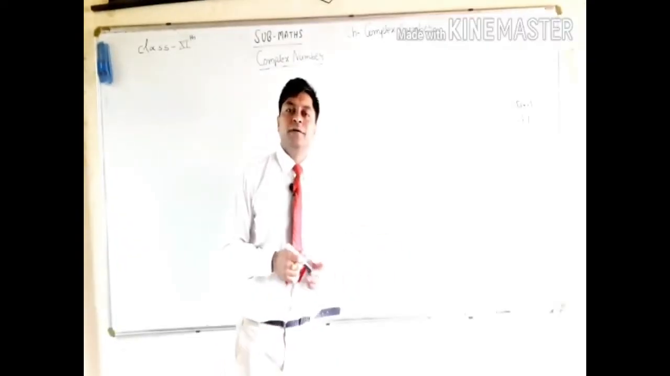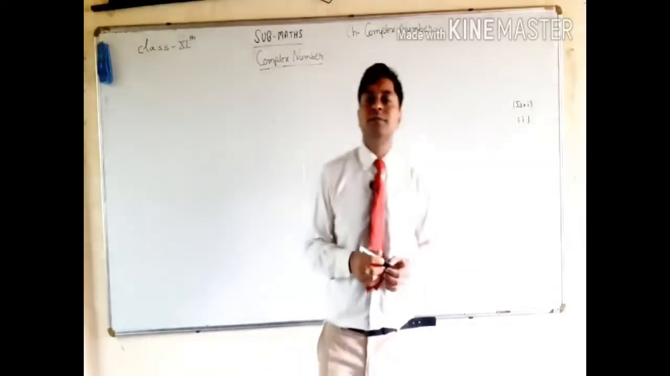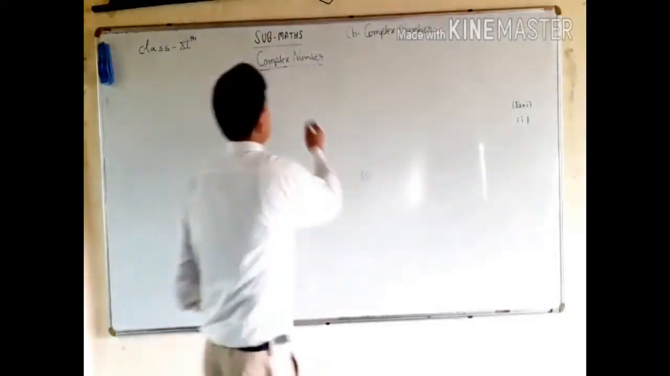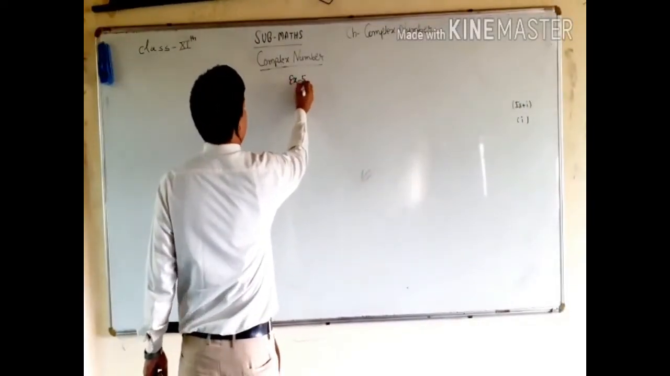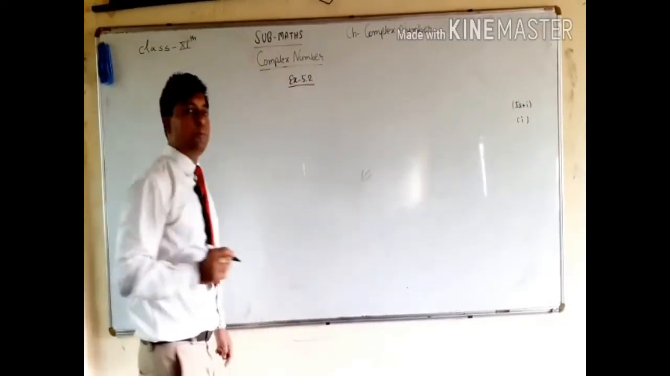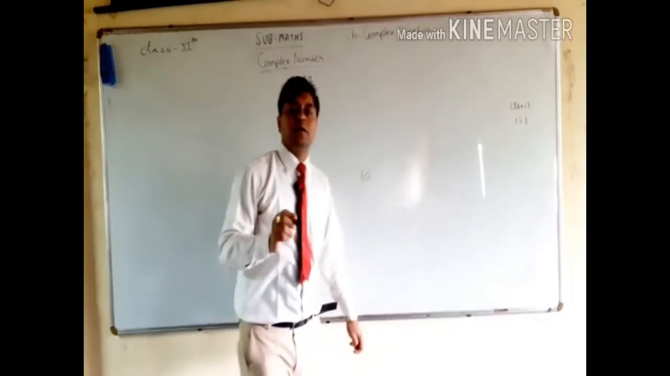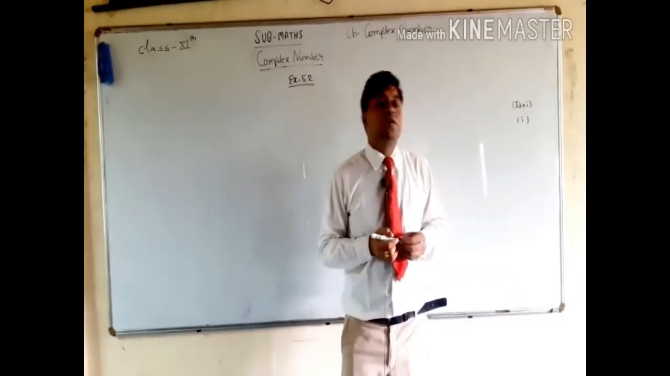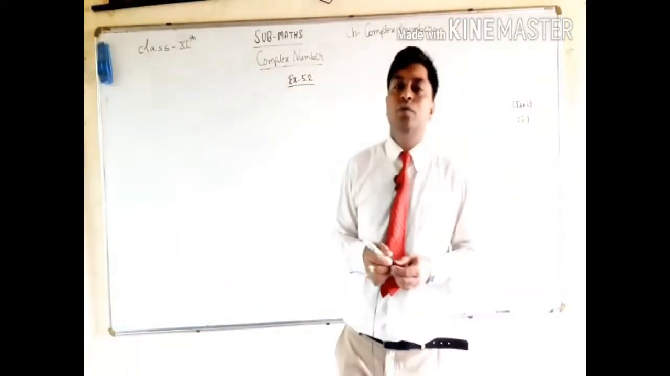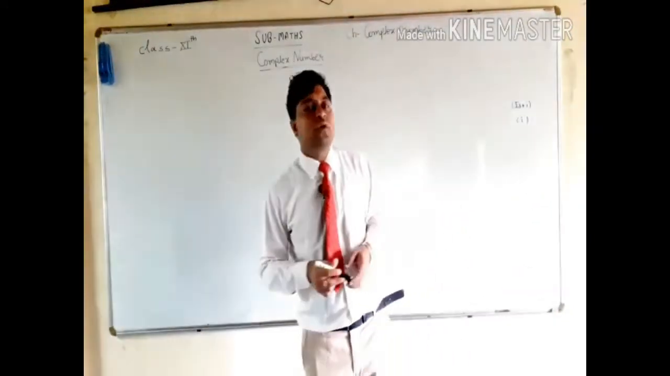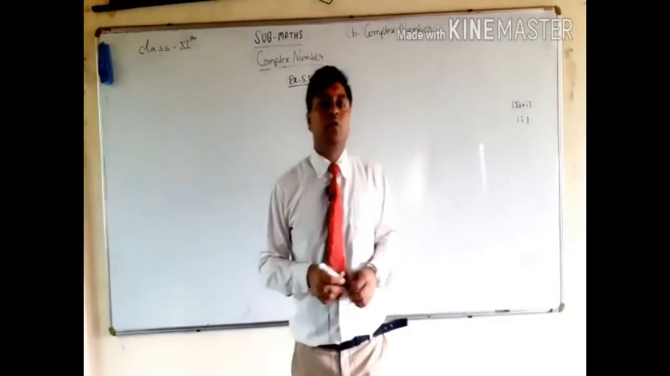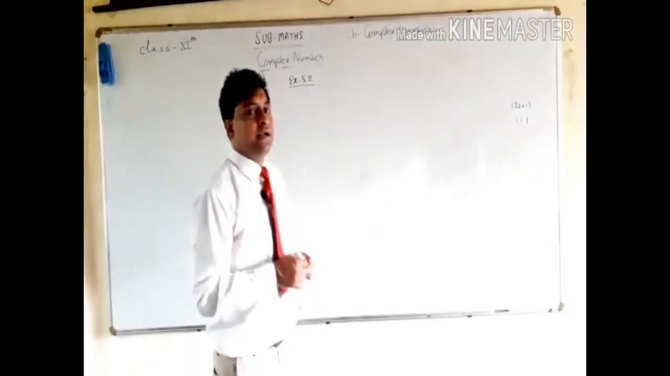Now students, we have many examples of exercise 5.2. In exercise 5.2, we find the polar form of complex number. We know that what is the complex form? The complex form is x equal to r cos theta and y equal to r sin theta, then z equal to r bracket cos theta plus iota sin theta.